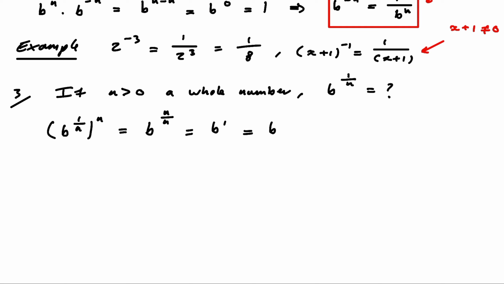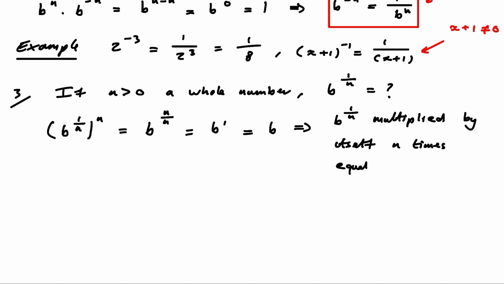So what does this tell me? Well, whatever b to the 1 over n is, it has to have the following property: b to the 1 over n multiplied by itself n times equals b. That has to happen.